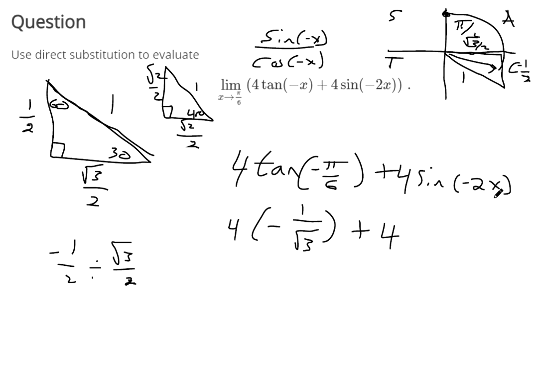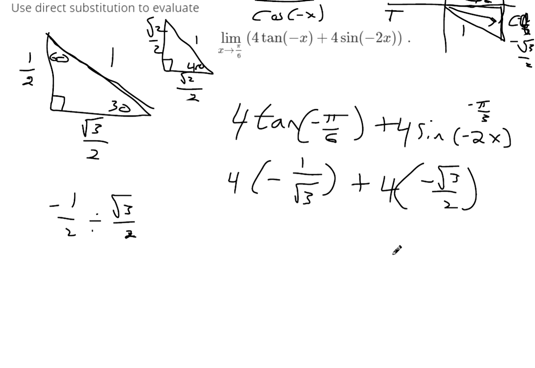If you plug in pi over 6 in here, pi over 6 times negative 2 gives us negative pi over 3. So that is a 60-degree angle. Negative pi over 3 again is down here in the 4th quadrant, but now we're looking from a 60-degree angle's perspective. So the opposite would be negative square root of 3 over 2, because we're going down the y-axis. The hypotenuse is 1. So this is negative square root of 3 over 2.